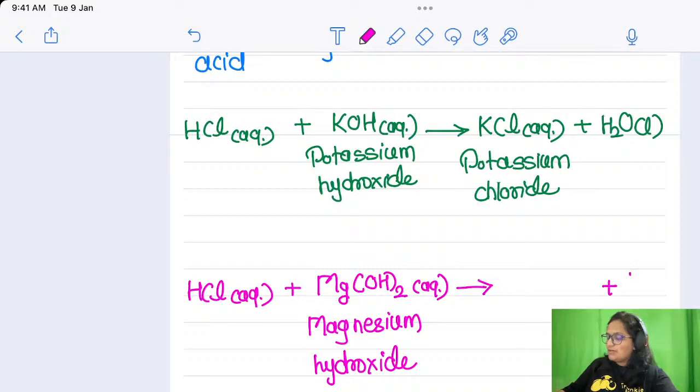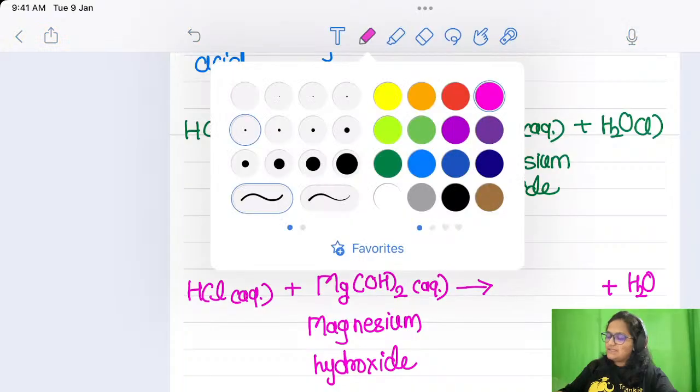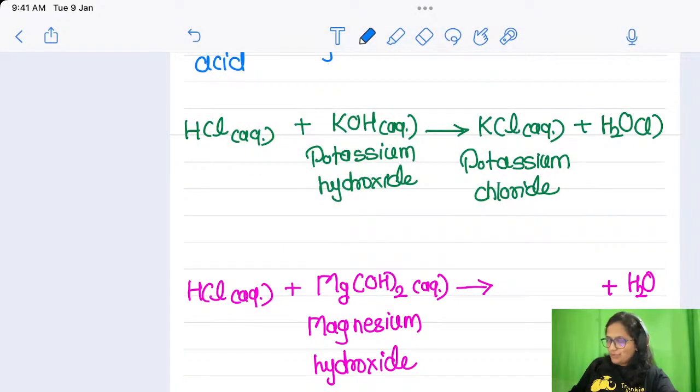First of all, remove water. After removing water, what is left? Mg and Cl, right? As you can see, Mg and Cl is left. So in between Mg and Cl, let us see how the product is formed. We know that Mg has 2 plus charge because it is an alkaline earth metal. Na and K are alkali metals.